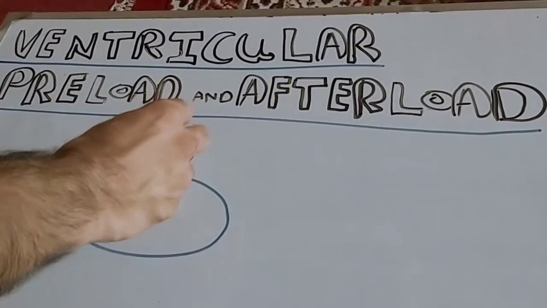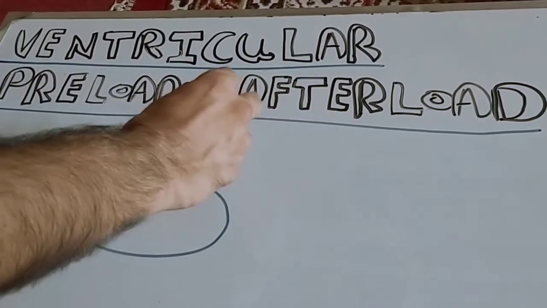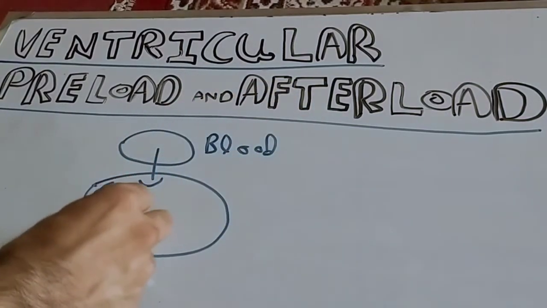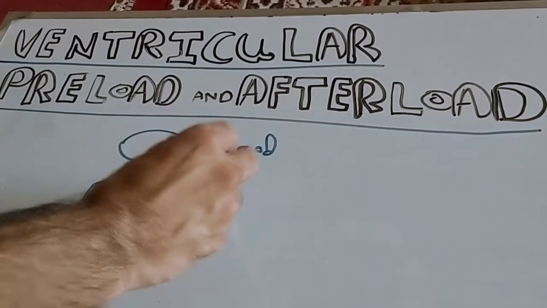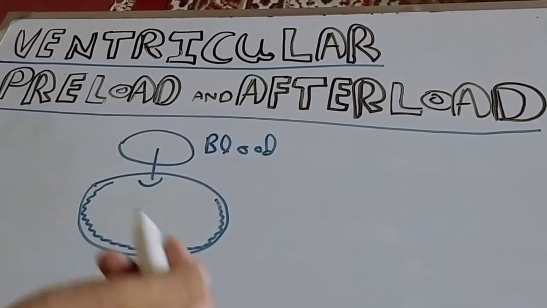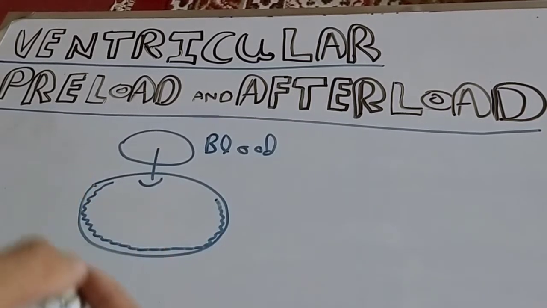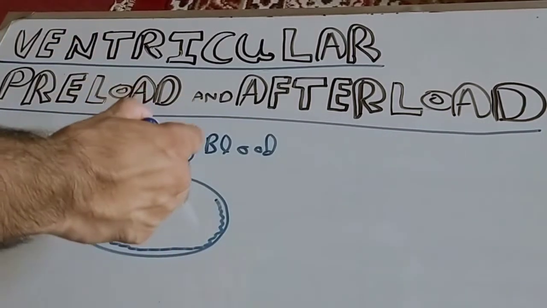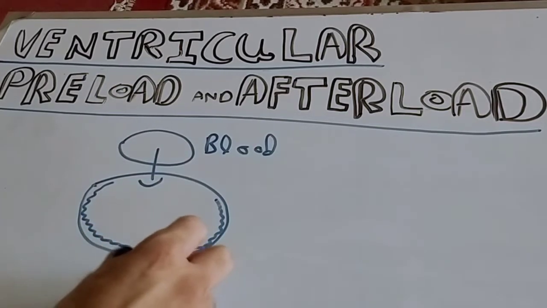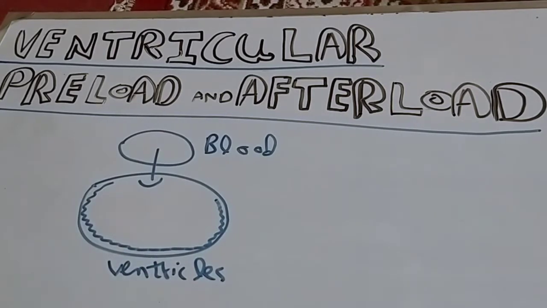So when the blood is drawn from the right atrium into the right ventricle, this blood exerts force on the walls of the ventricles. So the walls of the ventricles become stretched. Tension develops in these ventricular walls after the blood is drawn from the atrium into the ventricles, and the blood exerts pressure on the walls of the ventricles, creating the tension.